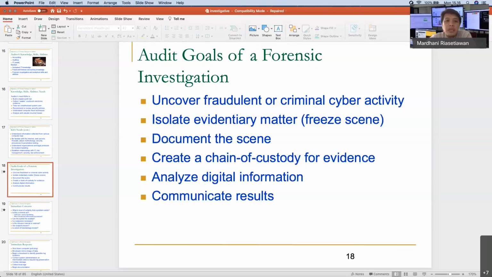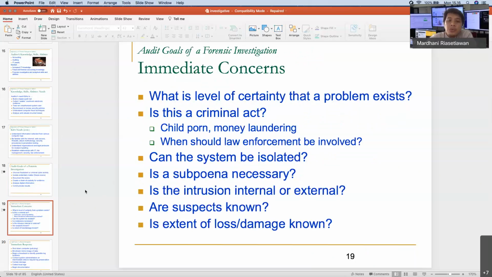So you can see here the audit goal very much needs to be supported with advanced methodology, especially machine learning, or maybe deep learning or artificial intelligence itself. So those are the goals where we use forensics, and we need to see that the level of certainty that a problem exists is very unique in every case. So that's why forensics is a very customized technique to address different issues in different organizations.